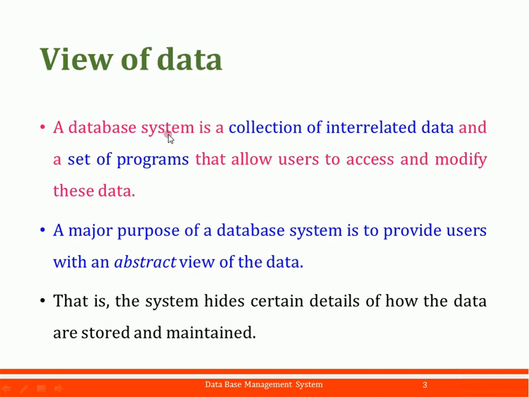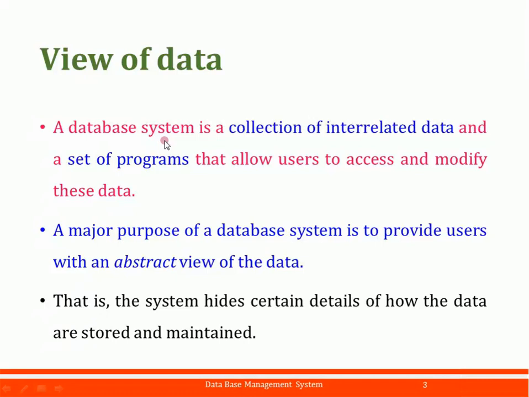First, a database system is a collection of interrelated data and a set of programs that allows the user to access and modify these data. So, the related data are put together as a collection which you call a database system. Together with that, you should have some programs that help you to access and modify these data. For example, if you have a student database, only the data related to the students will be stored in that particular database, and you have some facilities to access the set of student data and to modify these data. That is what you call a database system.